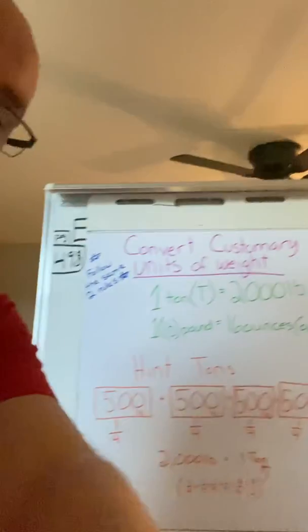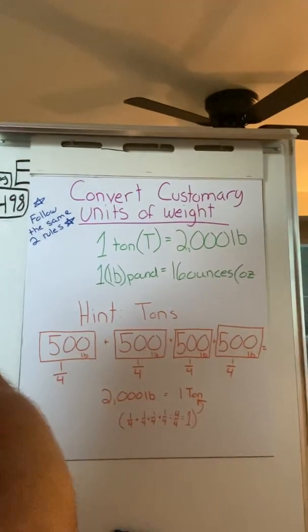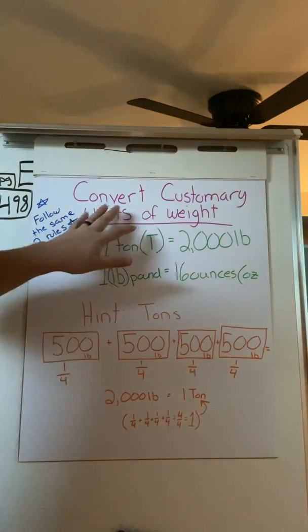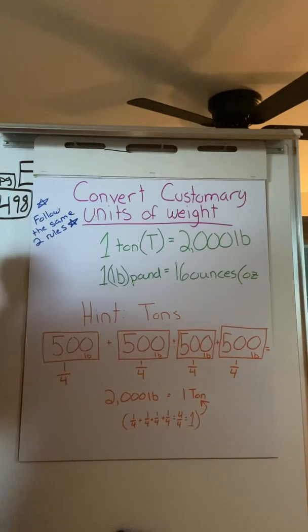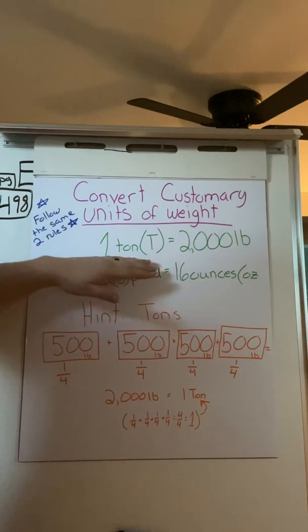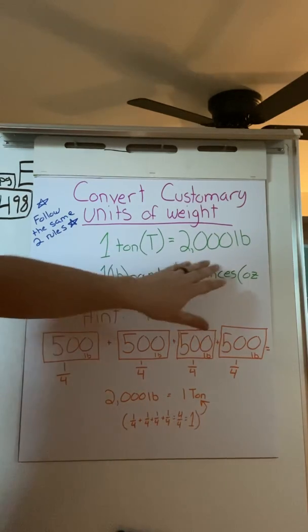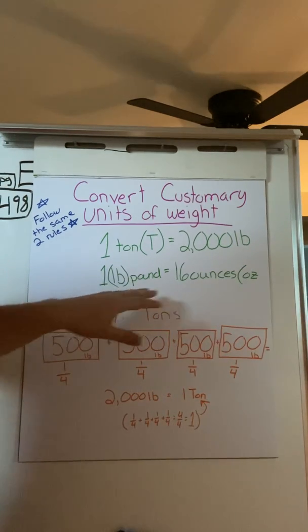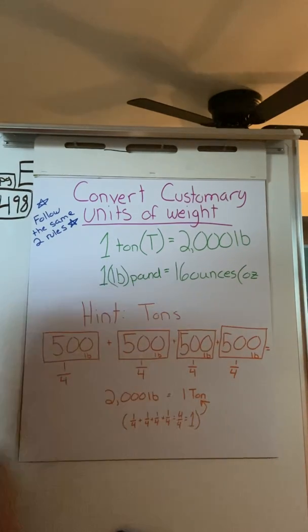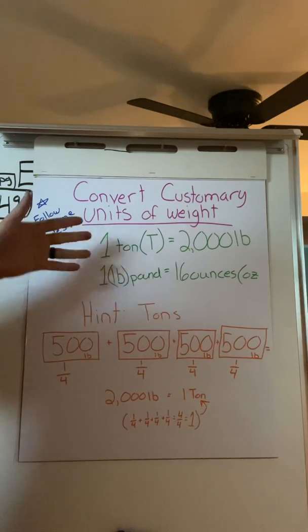I'm also going to show you a little hint when working with tons. You're going to see a lot of problems like this, and hopefully it'll make your math a little bit easier. So when looking, we're going to be converting customary units of weight. So for example, once again, you'll find this on page 498. 1 ton, capital T, equals 2,000 pounds. 1 pound equals 16 ounces.